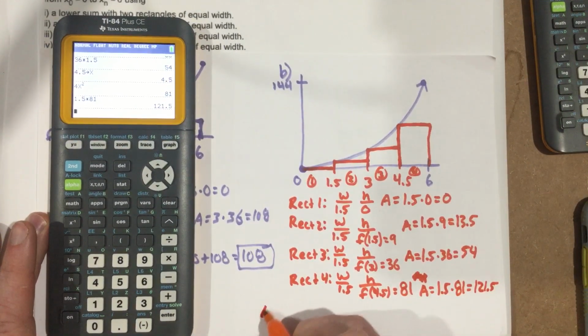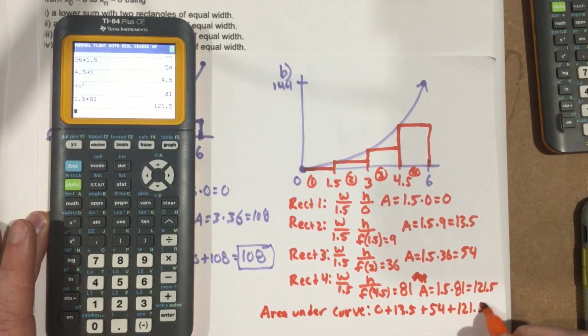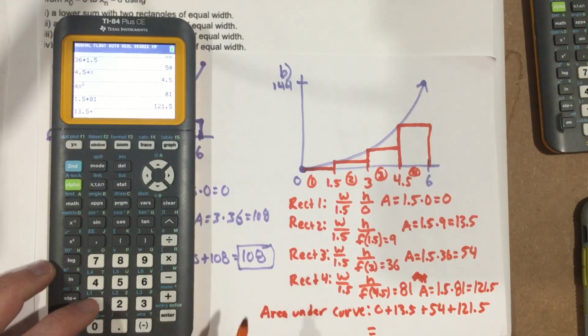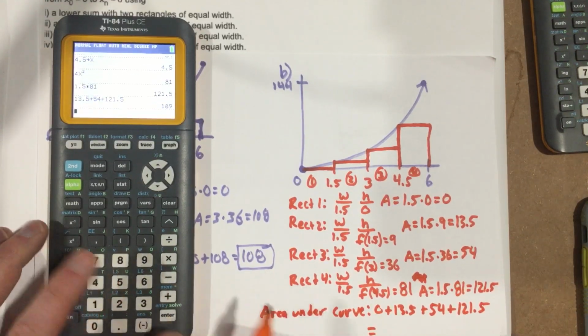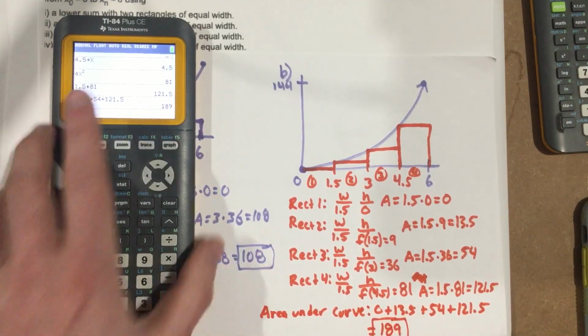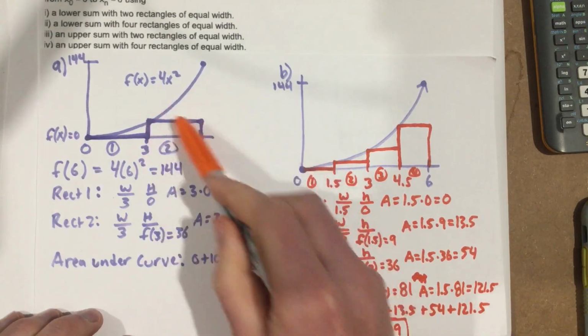So the area under curve is 0 plus 13.5 plus 54 plus 121.5, which equals 189. Now notice for part B, our area increased because we're actually covering more area under the curve.